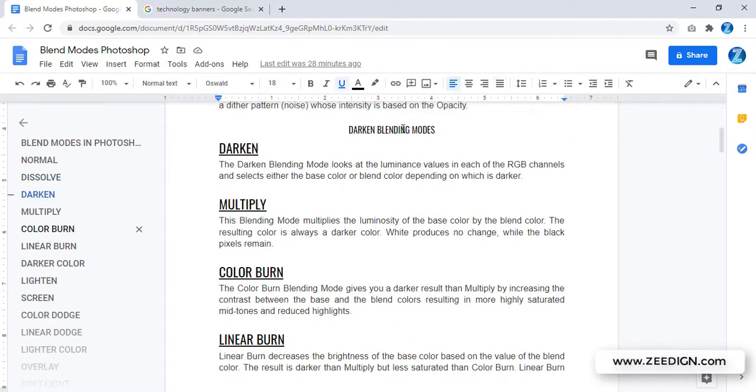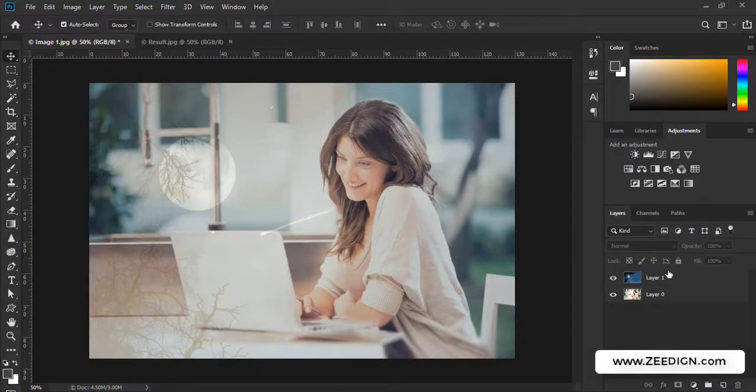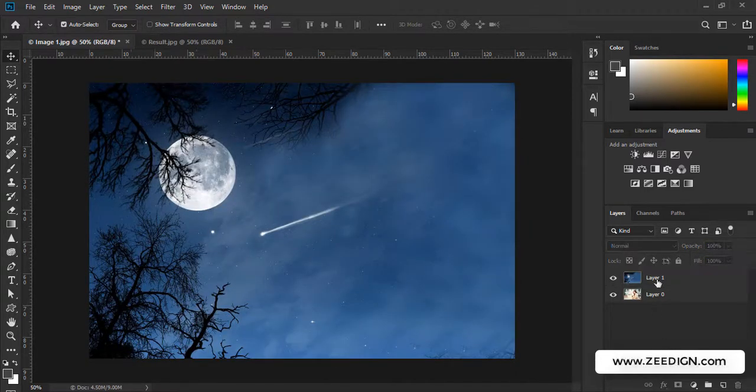Okay, moving on. So the next part is darken blending modes. It has 5 blend modes, I think, in this category. So starting with the first one, the darken blending mode looks at the luminance values in each of the RGB channels and selects either the base color or blend color depending on which is darker. This is too technical, so let me make it simple. What do we mean by darken and luminance value and RGB channels? There are too many technical terms, so I'm not going to get too much into detail.